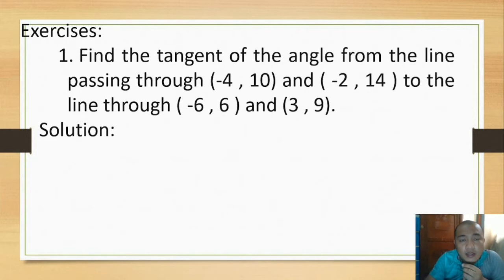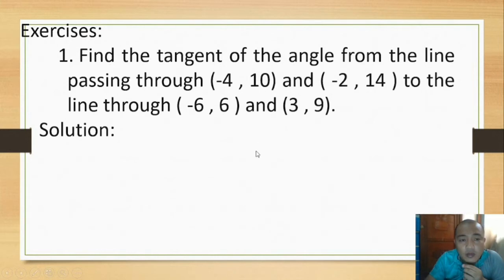Number 1, find the tangent of the angle from the line passing through (-4, 10) and (-2, 14), to the line through (-6, 6) and (3, 9). So what we're trying to find here is only the tangent of the angle, not the measure of the angle. How do you solve this? First, there are two lines involved here. This is line 1 and this is line 2. So first we need to solve the slope of these two lines with the given coordinates.